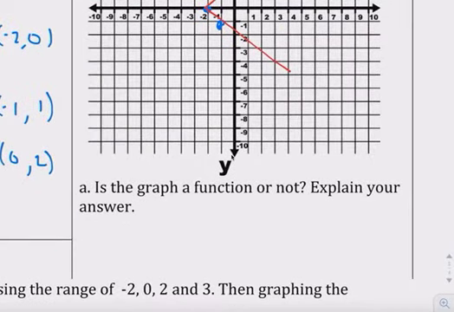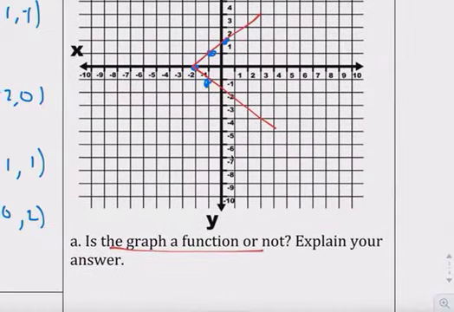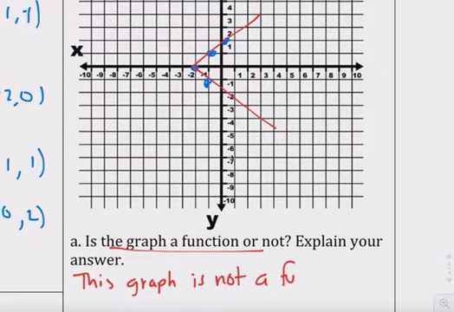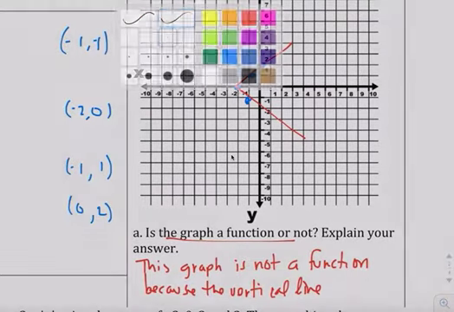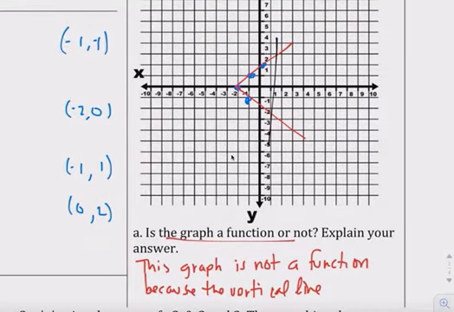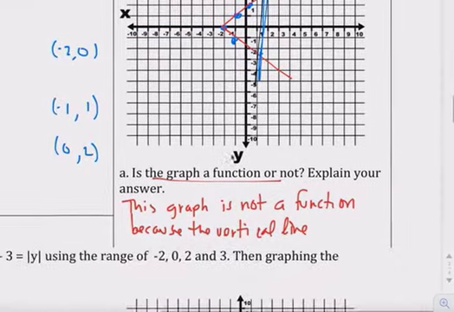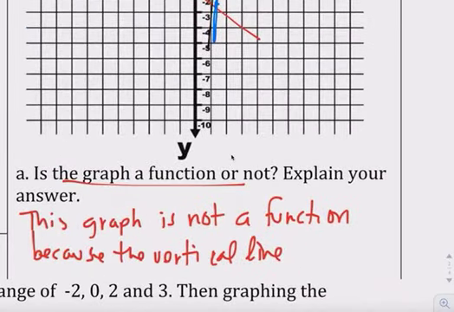Is this graph a function or not? Explain. This graph is not a function, because the vertical line crosses the graph twice. If we had a vertical line, it crosses at 2 points. Let me use blue so you can see it better. It crosses the graph at 2 points because the vertical line crossed the graph twice.